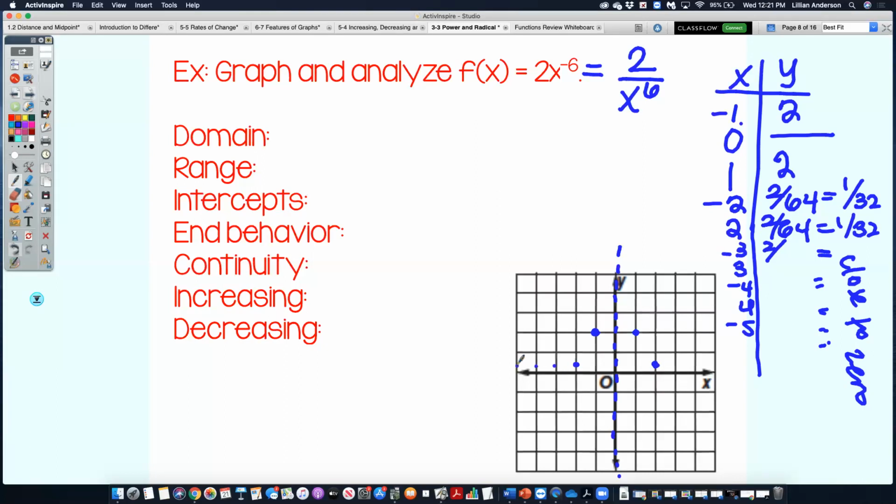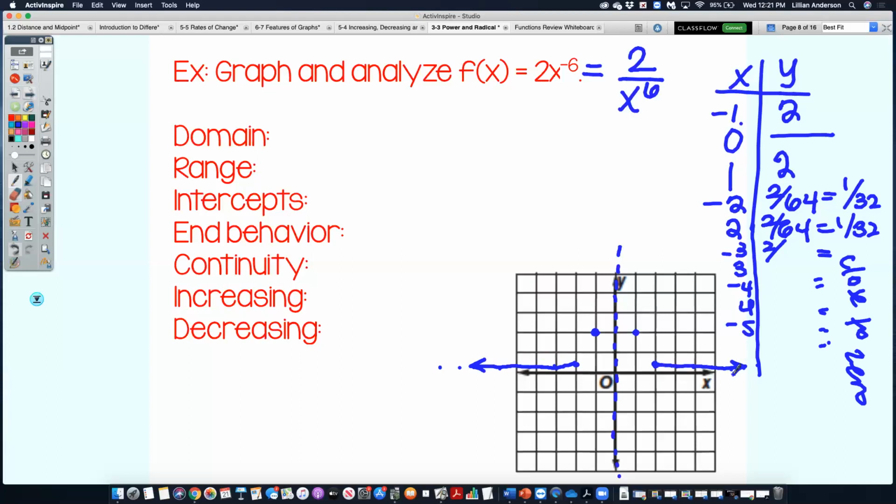But is there a number that will actually equal 0? No. On either side, it's going to be that way. These functions are going to continue to get really, really close to that x-axis, but they're never going to cross the x-axis or touch the x-axis.